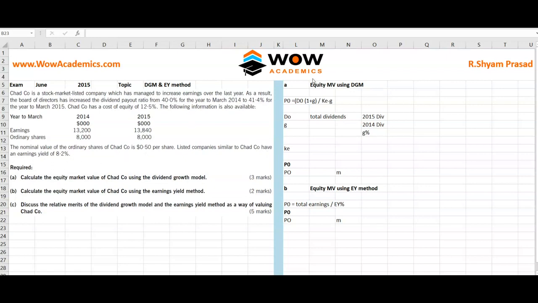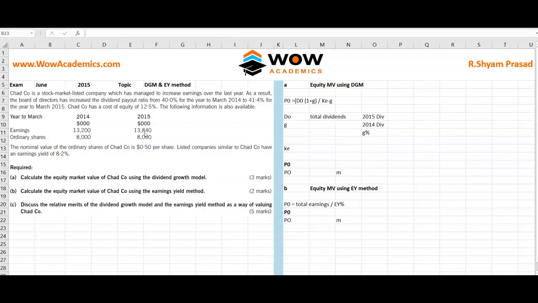To do this problem, I have already created a format. For A, this is the format. We have to value the equity using the dividend growth model. This is the formula: P0 equals D0 into 1 plus g, divided by Ke minus g. They're asking to value the entire company, so we can take D0 as the total dividends. So it works like this. The D0, we'll take it as total dividends, and is this total dividends available? The answer is yes.